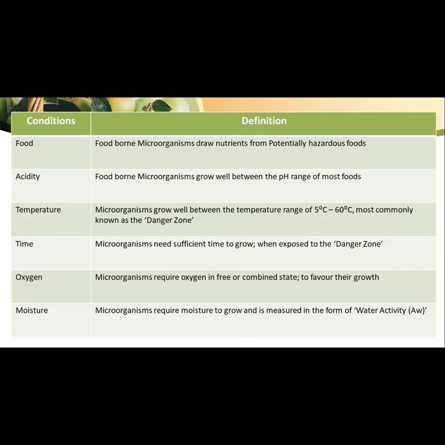Acidity: for growing any bacteria, there is a requirement of optimum pH. Any bacteria only grow in a certain pH range. If the acidity of the product is higher or lower, bacteria cannot grow and do not survive. Similarly, temperature is required to grow. The optimum temperature to grow a microorganism is 5 to 60 degrees. That's why we store foods for a longer time in a refrigerator below 5 degrees or at a higher temperature above 60 degrees. The range of 5 to 60 degrees is commonly known as the danger zone for growth of microorganisms in food.